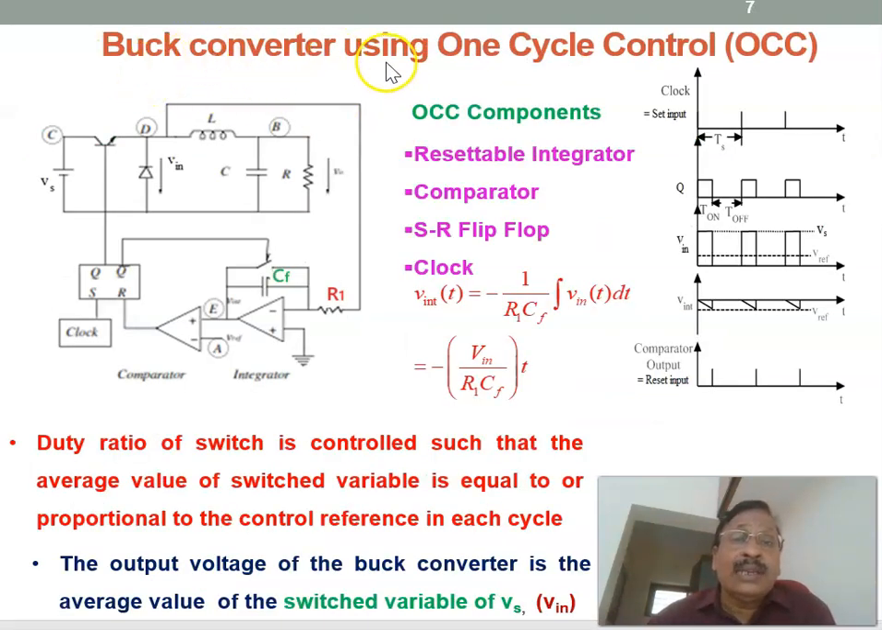Now let us see the working of one cycle control for a buck converter. This is the power circuit, as already explained. The input voltage is VD, the average output voltage is V0, and this is the feedback diode. The L and C form the low pass filter, and this is the switch. Therefore, this represents the power circuit, and the bottom one we call the control circuit. That is the one cycle control.